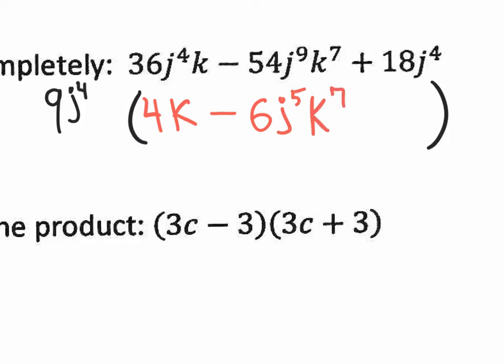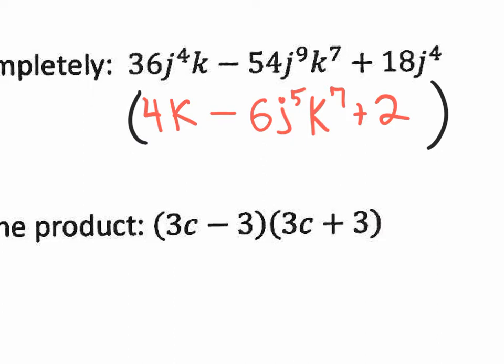And then the last one, 9 times what is positive 18? That'd be a positive 2. And then j to the 4th times what gets us j to the 4th? We don't need to do anything because it's like if we put a 1 right there, it wouldn't change anything. So this is your final factored form answer.